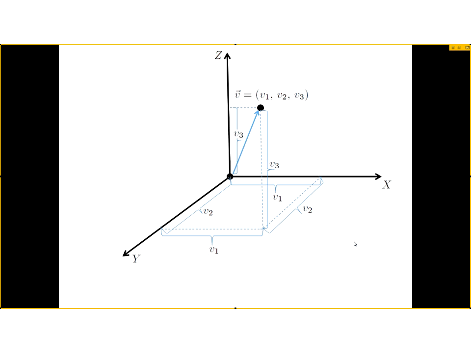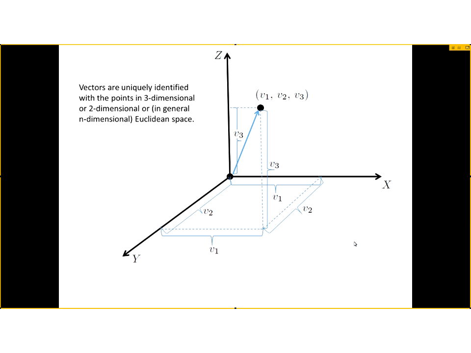If any vector is given, then you assume that it has three coordinates, v1, v2, v3, the x, y, and z coordinates. So vectors are uniquely identified with the points in 3 dimensions or 2 dimensions, or in general n dimensions. It is called Euclidean space.